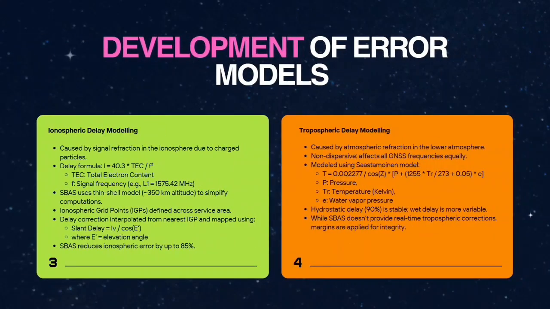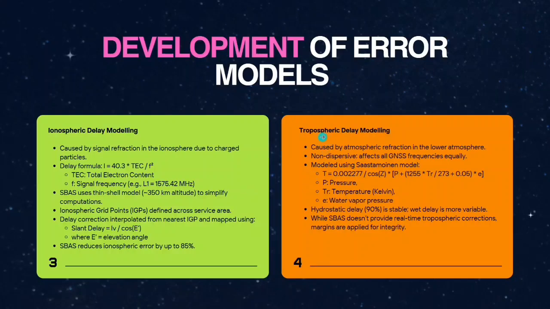Next is the ionospheric delay model, which is caused by signal refraction in the ionosphere due to charged particles. So this is the delay formula. SBAS uses a thin-shell model, which is 350 km altitude, to simplify the computation. The ionospheric grid points, IGP, are defined across the surface area. Next is the delay correction interpolated from the nearest IGP and mapped using this type of formula, using a slant delay. SBAS reduces ionospheric error up to 85%.